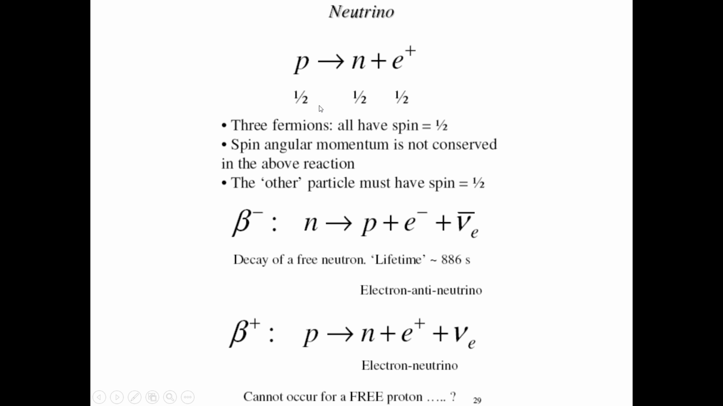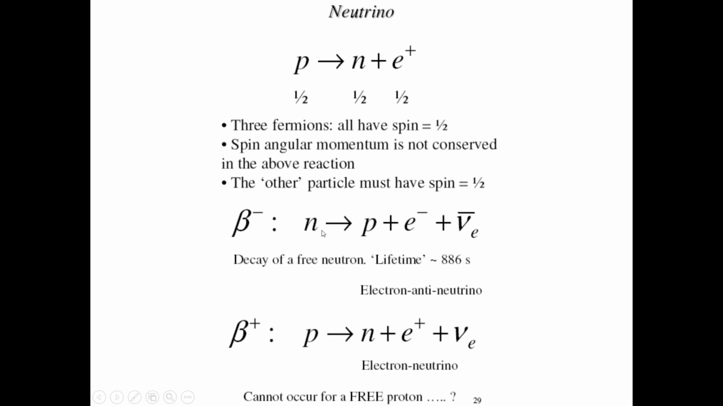Here in this reaction, we have half spin on one side, and half spin plus half spin on the other side. Here is a half integral spin, but on this side we have integral spin. So the spin angular momentum is not conserved. The other particle must have spin equal to 1/2. If you want the momentum to be conserved, we must have a particle here with half integral spin. For example, consider beta negative decay.